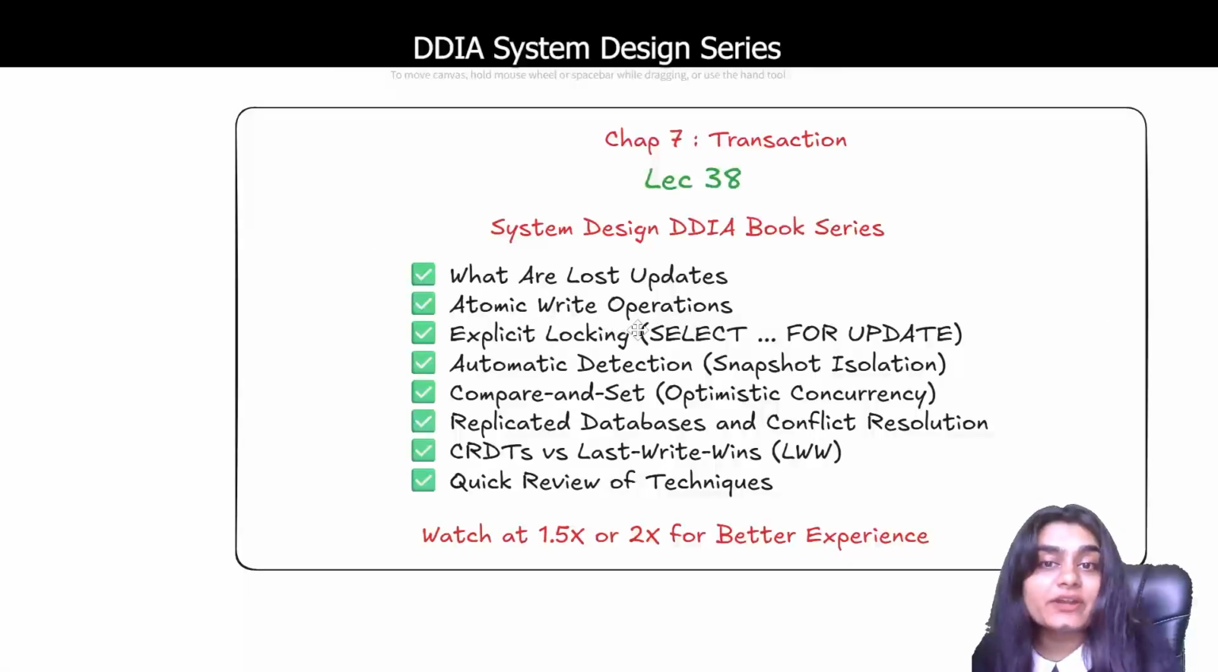updates, atomic write operations, explicit locking, that is SELECT FOR UPDATE, automatic detection, compare and set, that is optimistic concurrency, replicated databases and conflict resolution, CRDTs versus last write wins, that is LWW. Then at the end, a quick review of the techniques.